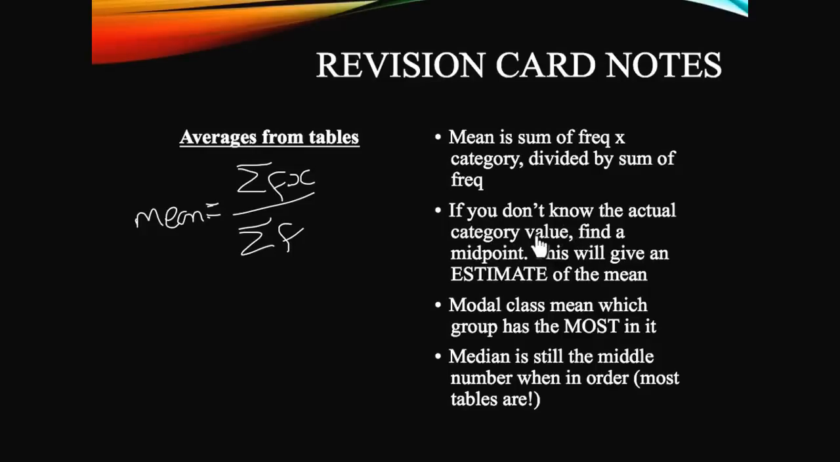If you don't know the actual category value, so if we were given a grouped value, we're going to have to find a midpoint first, and this will only ever give us an estimate of the mean. We'll not be able to find the actual mean. Modal class means which group has got the most in it as ever, and the median is still the middle number. And most tables are already in order, so we can just add up to find where we need to be and write down that class.